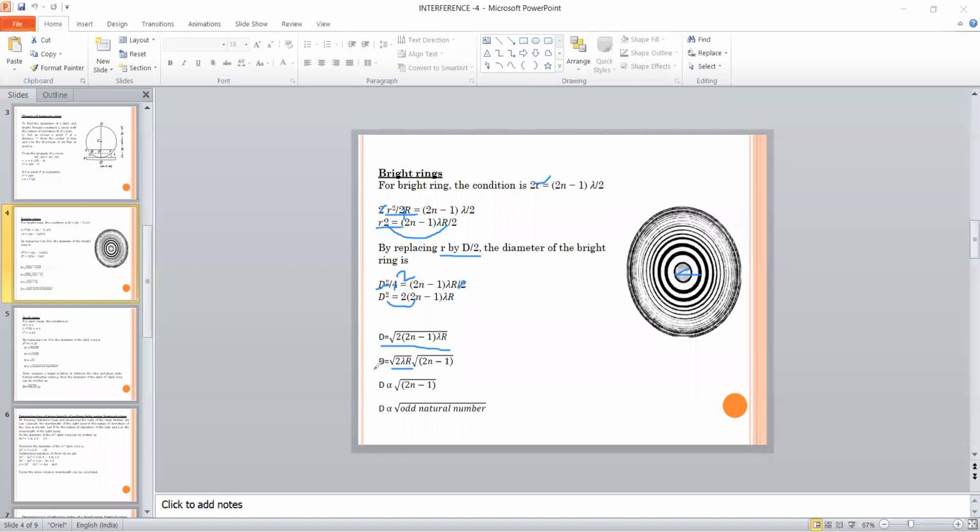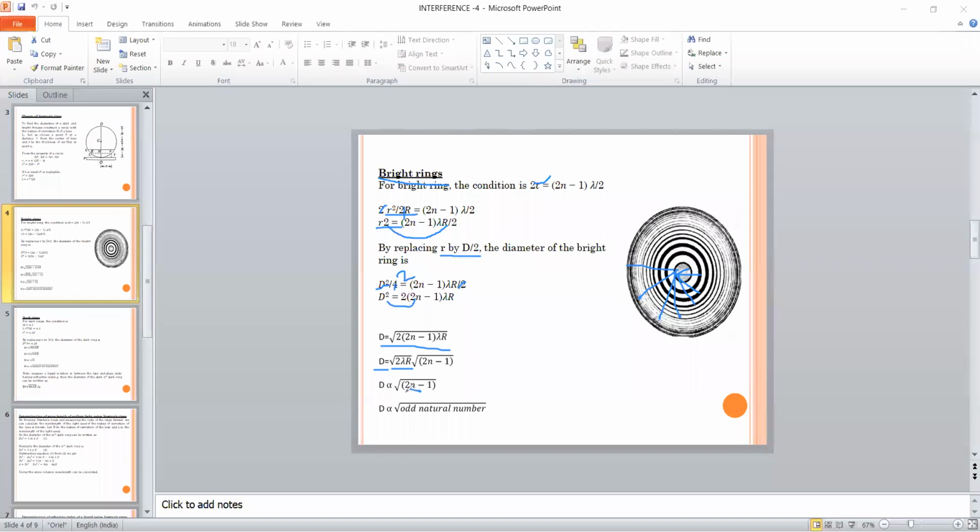So here d is the diameter of the bright ring. So the diameter of the bright ring is variable only with n. Okay, so this is the first bright, and it is the second, third, fourth, fifth, sixth, and so on. So here the variable is only n. So this square root of 2 lambda R is constant. So the diameter of the bright ring varies with the n value only.